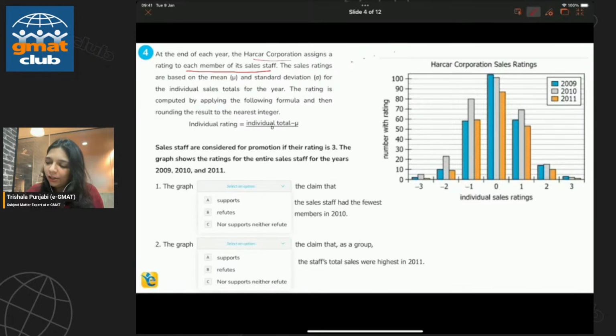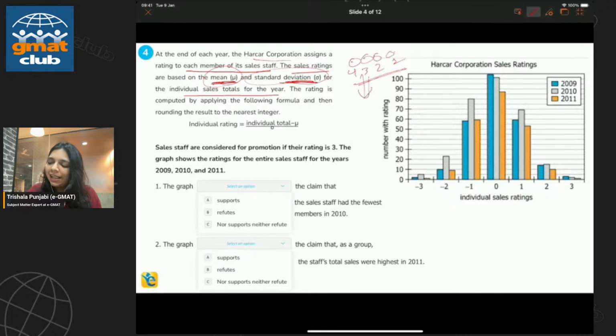So at the end of each year, the company is assigning a rating to each member of its sales staff. Let's say it has 5 people: you are a 4, you are a 3, you are a 2, you are a 1. So it's assigning ratings. The sales ratings are based on the mean and the standard deviation of the individual sales totals for the year. What does it mean? Basically there's an entire mean and a standard deviation, and on the basis of these two things, there is some kind of rating.